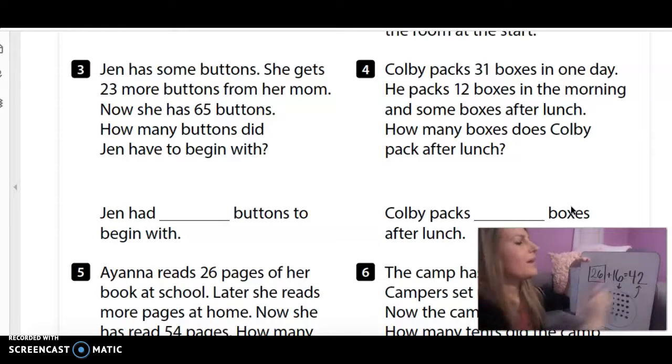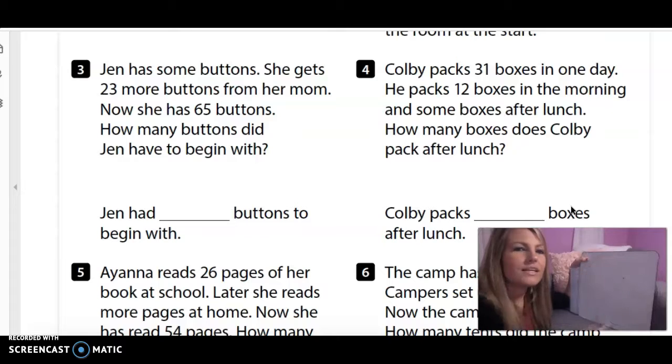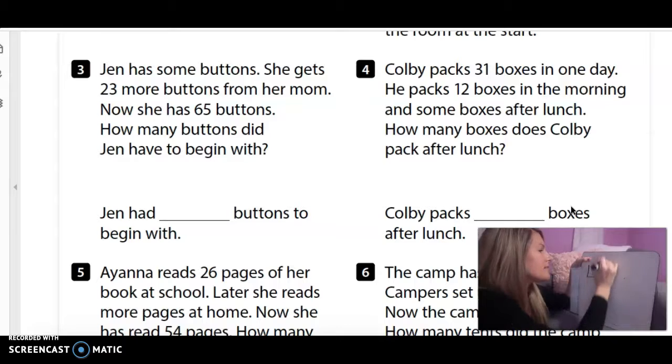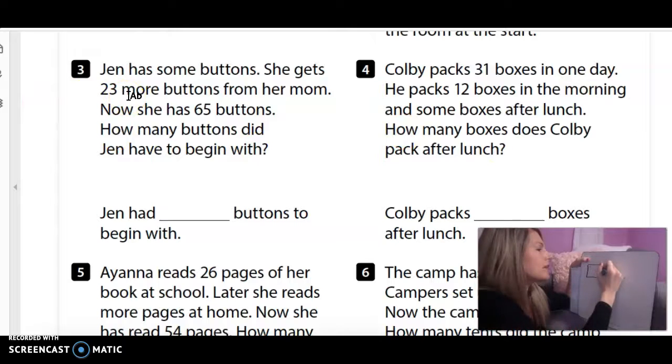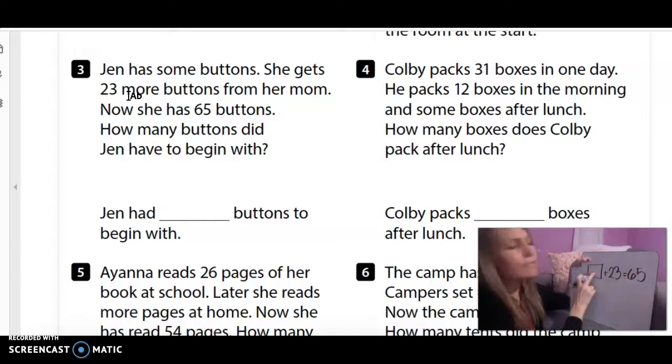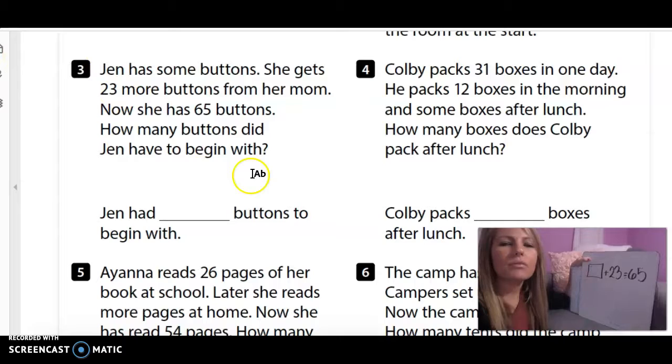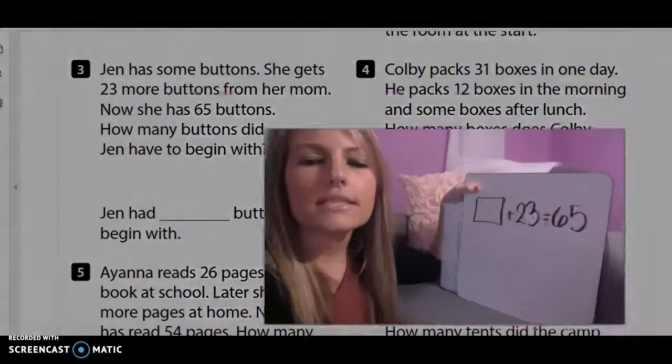All right, question number 3. Jen has some buttons. We don't know exactly how many buttons she has, so I'm going to leave this blank. She has some buttons. Then she gets 23 more. I know it's an addition problem. 23 more buttons from her mom. Now she has 65 buttons. How many buttons did she start with? Well, let's take a look.